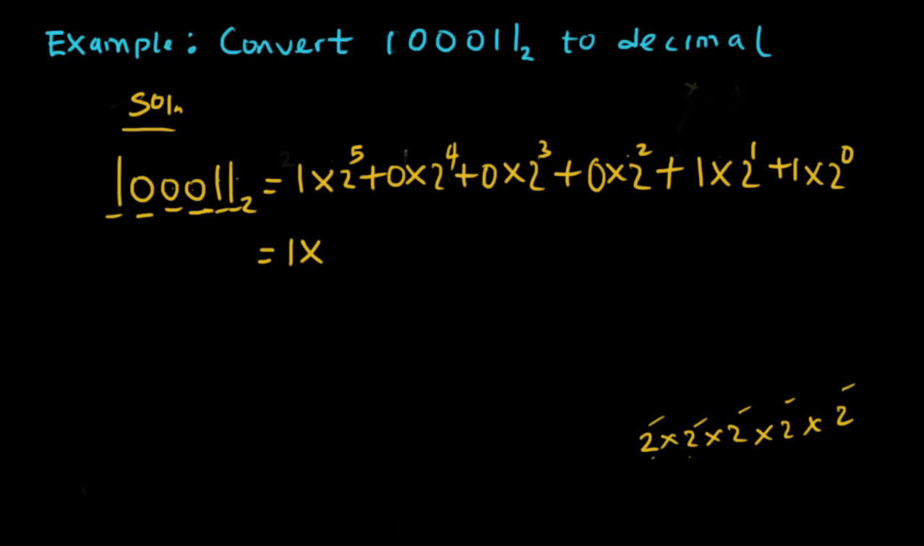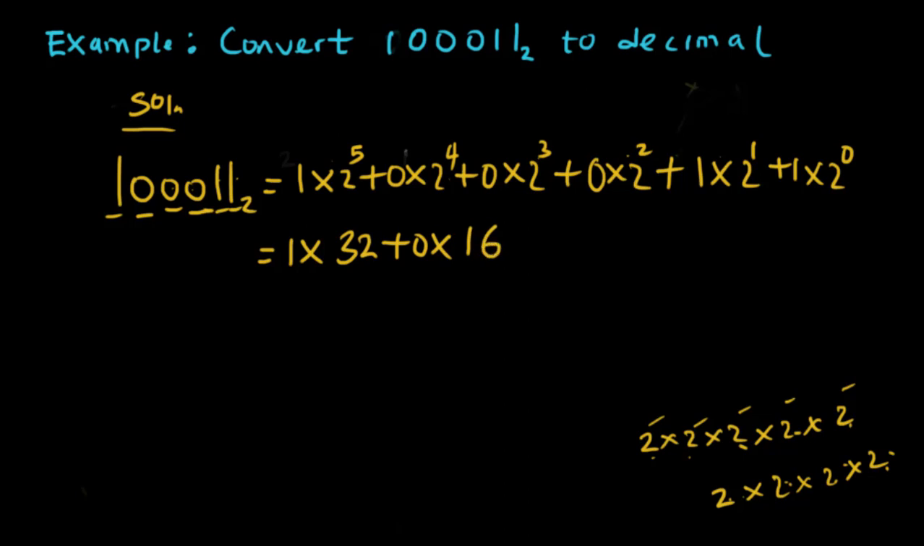2 times 2 is 4. 4 times 2 is 8. 8 times 2 is 16. 16 times 2 is 32. Do you understand? Plus 0 times 2 raised to power 4. 2 times 2 times 2 times 2. 1, 2, 3, 4. 2 times 2 is 4. 4 times 2 is 8. 8 times 2 is 16.